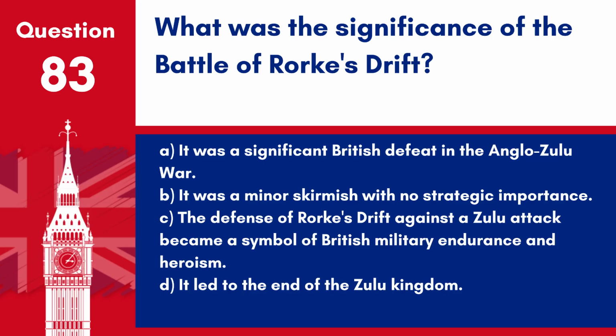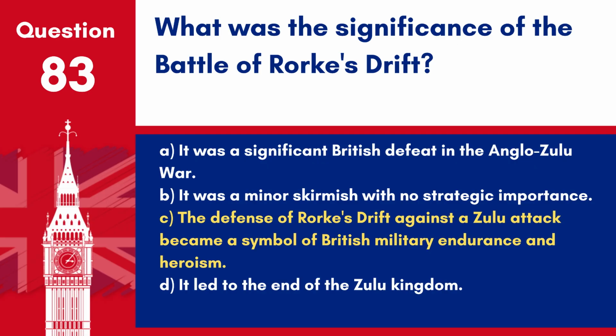A. It was a significant British defeat in the Anglo-Zulu War. B. It was a minor skirmish with no strategic importance. C. The defence of Rorke's Drift against a Zulu attack became a symbol of British military endurance and heroism. D. It led to the end of the Zulu kingdom.